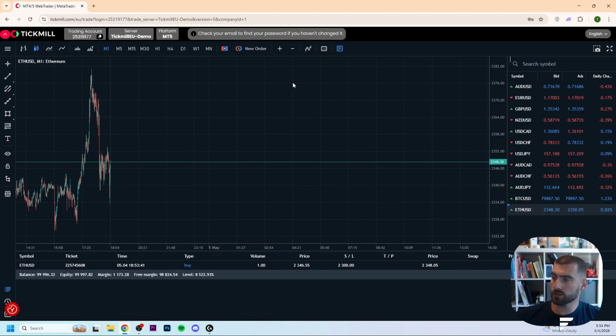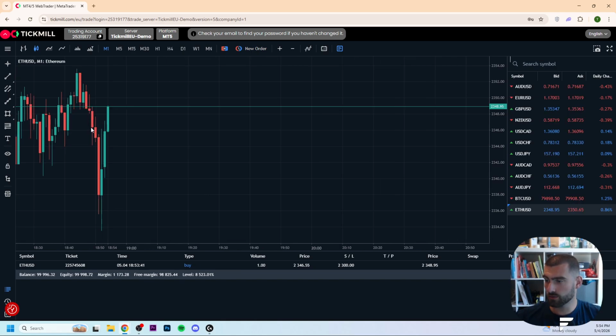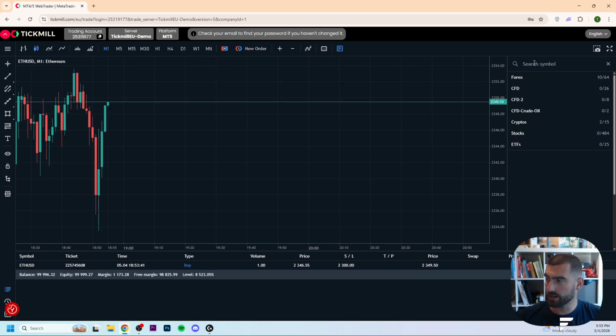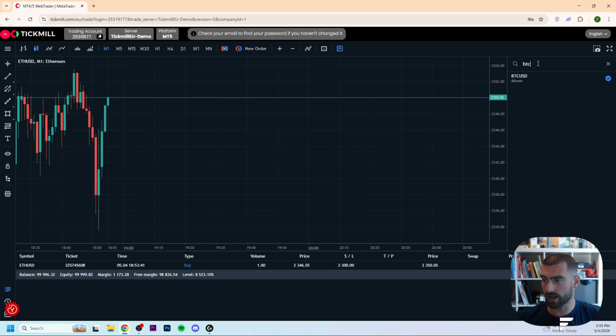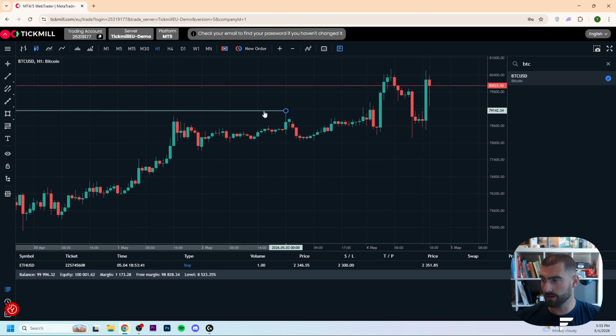I will help you out how to take profit right here on TickMill. If you want to do this, first of all, we have the chart here. If you want to search for a symbol where you want to take profit, we search right here to search symbol, and then let's do Bitcoin, for example. Then we have the Bitcoin chart.